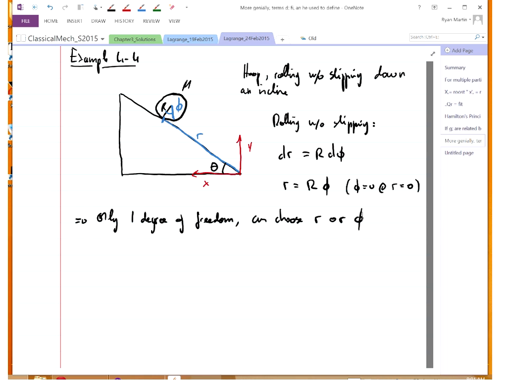So what I'm going to do here now, maybe this is a hoop where I need to know the rotation of the hoop, and I need to know where it is. And I want to know both r and phi, so I don't want to just get rid of r or phi. I want to keep both of them in. Okay? So we choose to keep both r and phi, and then use Lagrange multipliers.